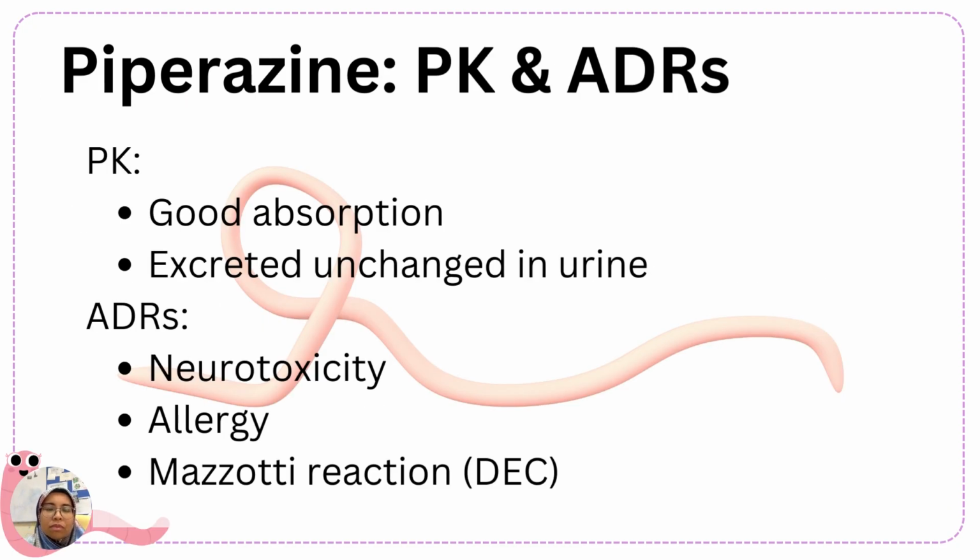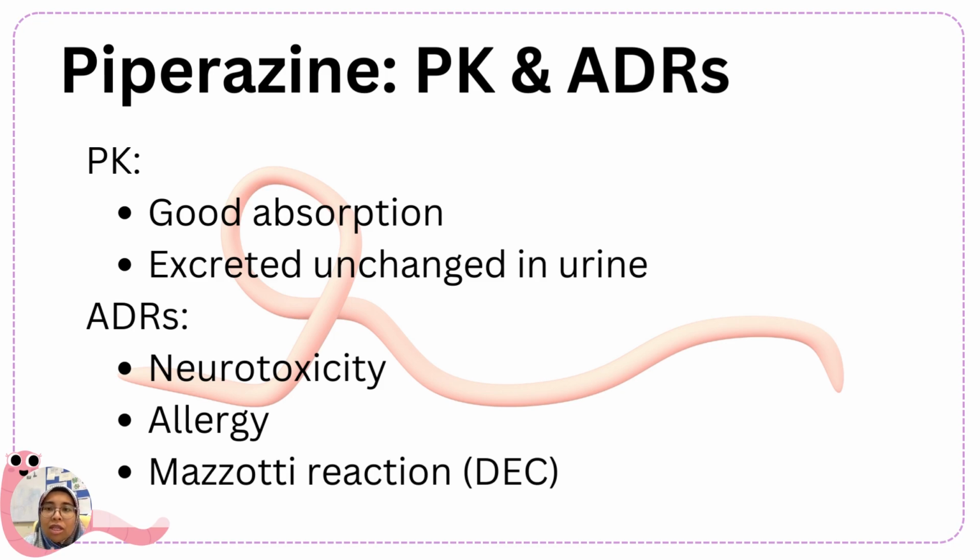Okay. Now, when we talk about piperazine, it has good absorption. So what does that mean? If it has good absorption, it can go to the tissues. When it can go to the tissues, you can use it for tissue parasitic infection. It's excreted unchanged in urine. Some of the adverse drug reactions include neurotoxicity. It can go to the brain. Allergy and Mazzotti reaction. You go look up for yourselves what the Mazzotti reaction is.